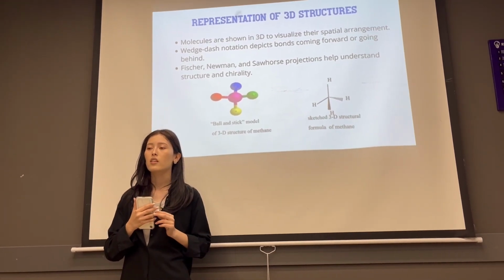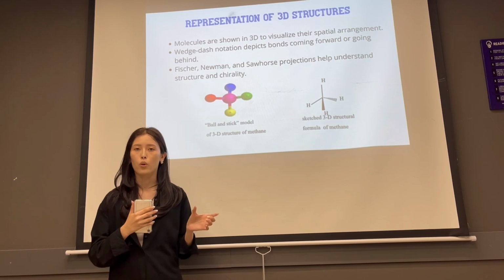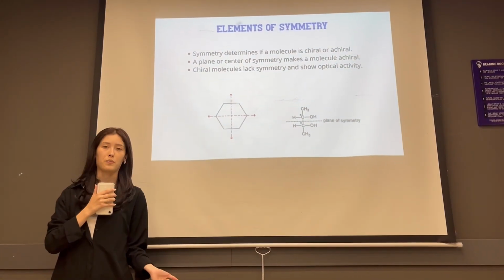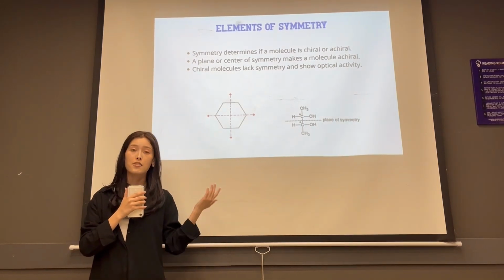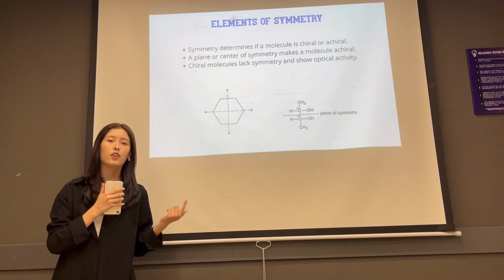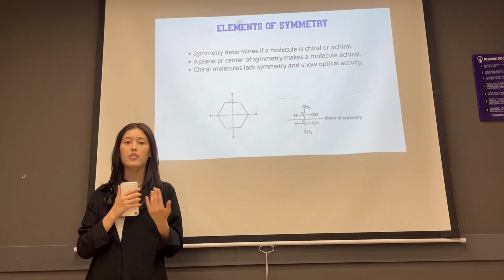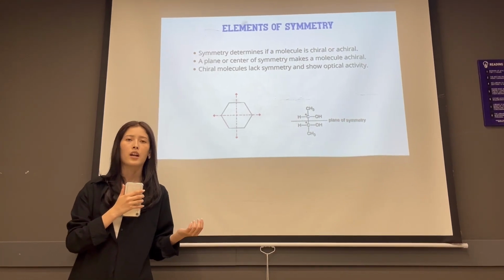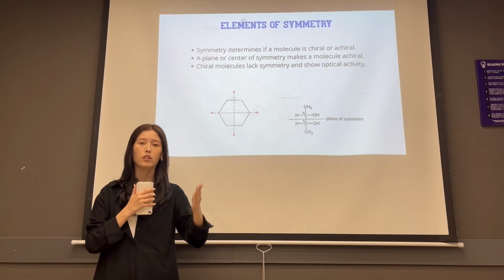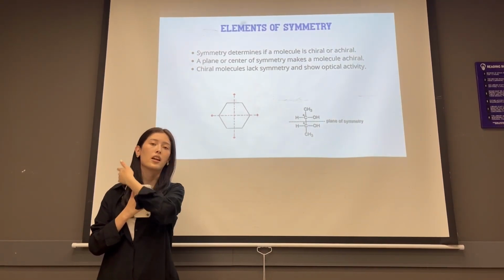And the last one is the sawhorse projection, used for single bonds to confirm their rotation. So the next is elements of symmetry. With elements of symmetry, we need to identify chiral and achiral molecules. So chiral can be mirror imaged, but achiral cannot be. So how does it work? Plane of symmetry: when it divides the molecule into pieces that are mirror images, we can call it achiral.